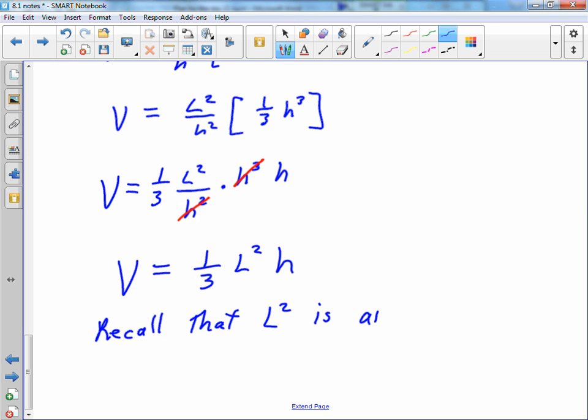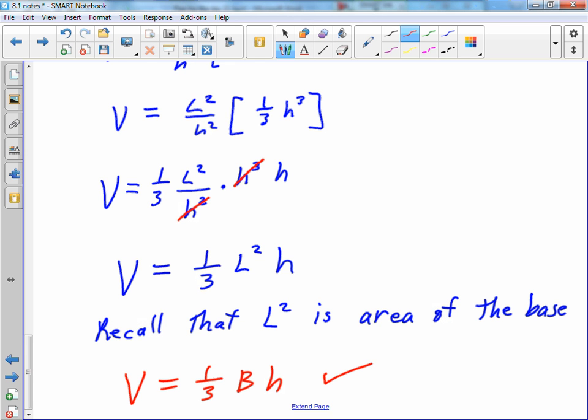is area, I lost an E there, area of the base, which compares very favorably to our earlier equation. Volume equals 1/3 big B, area of the base, times H. So we expressed it a little bit differently, but it is the same, and it works, and that is the power of the calculus, ladies and gentlemen.